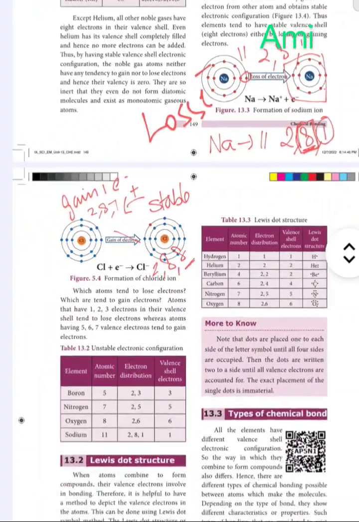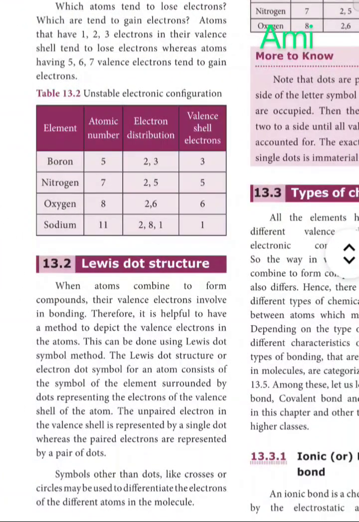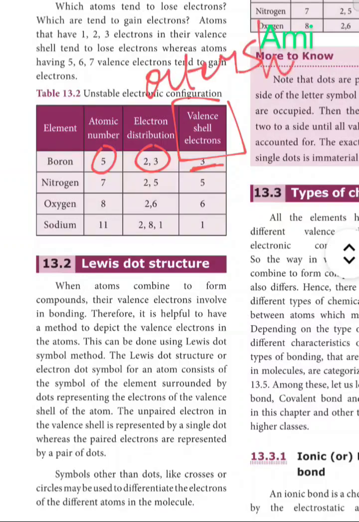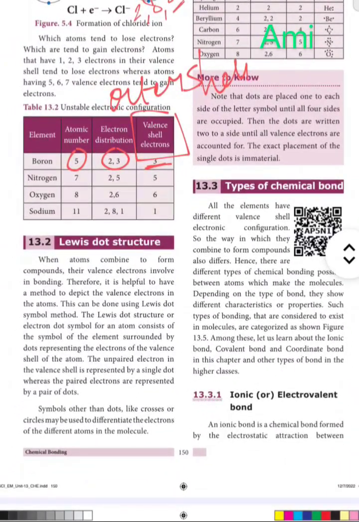Fine. So now the other configurations are given. Boron, atomic number 5, so 2, 3, valence electrons 3. The valence shell electrons are nothing but the electrons in the outermost shell. The outermost shell is said to be the valence shell.